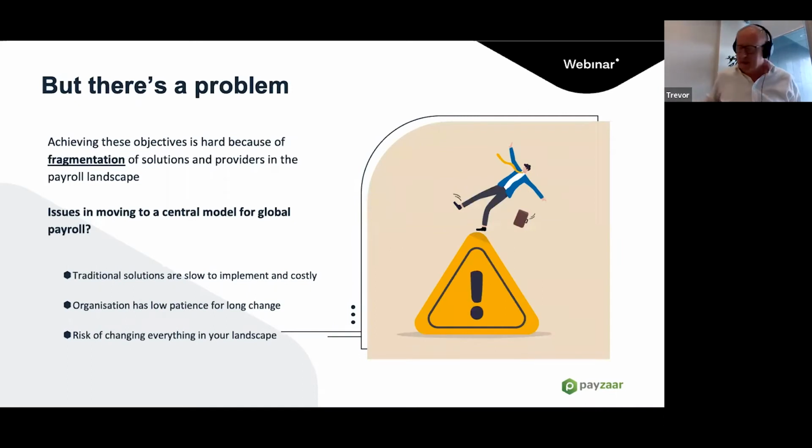There is a challenge, right? So the challenge we have is, historically this has been a tough problem to solve, moving to a global payroll model, because there's a couple of reasons. There are challenges within your own organization to make change. And then the traditional solutions that have been provided by the global payroll providers today also make that change tough.